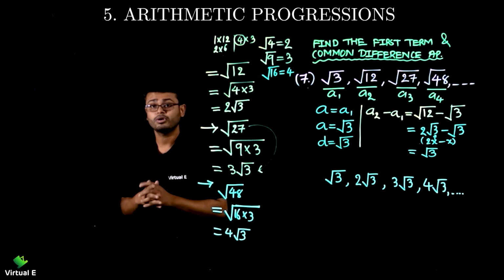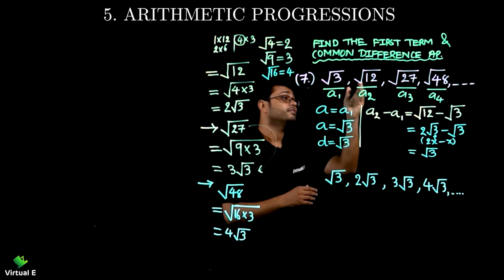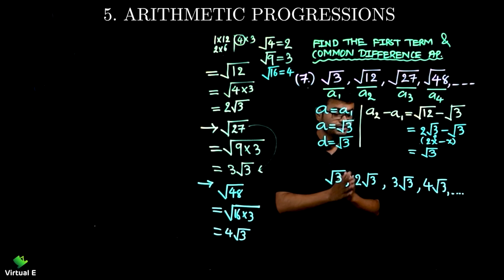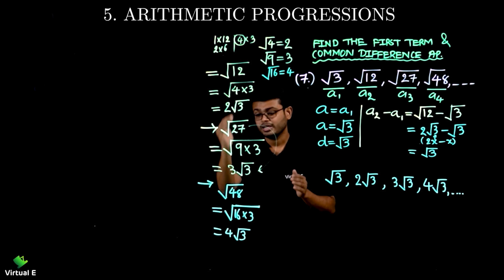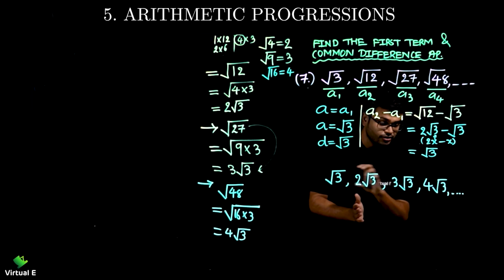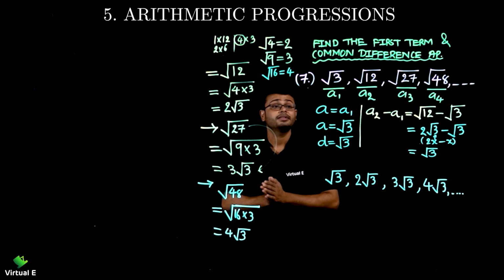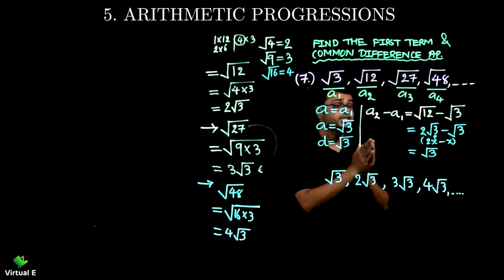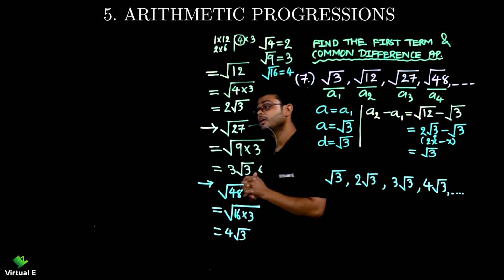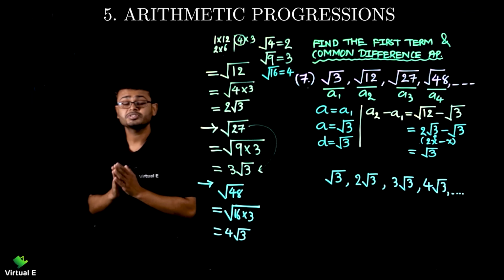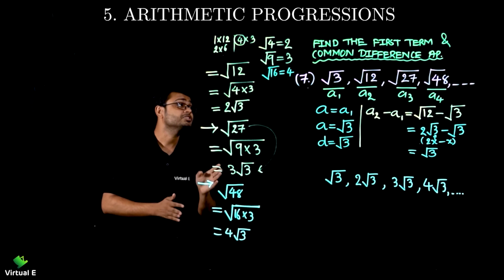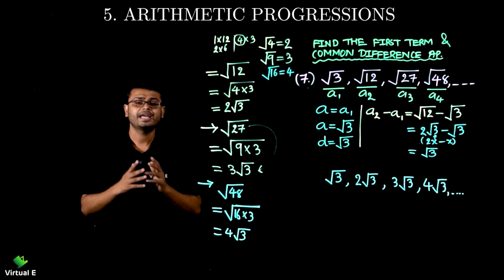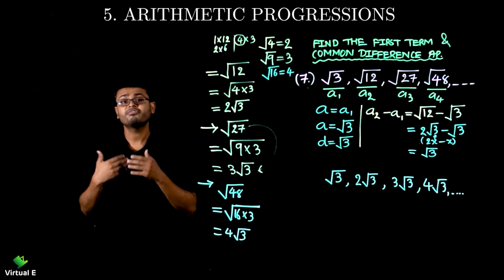Let's repeat one more time. What are the steps? Simplify if the numbers are under the square root, in the form of a perfect square and another number. Then if it is a perfect square, take it out and write the simpler form. Afterwards, write all these terms in the simpler form of AP. Then first term is very easy: A is equal to A1. Then common difference is A2 minus A1. So that will give you the common difference. So this is how we solve sums related to finding the first term and common difference when AP is given. In the next session, we are going to learn how to form the AP.